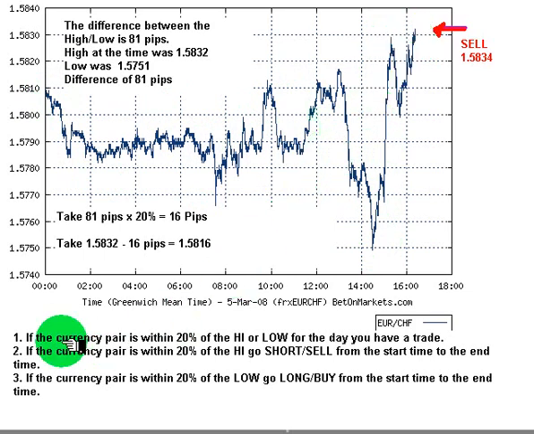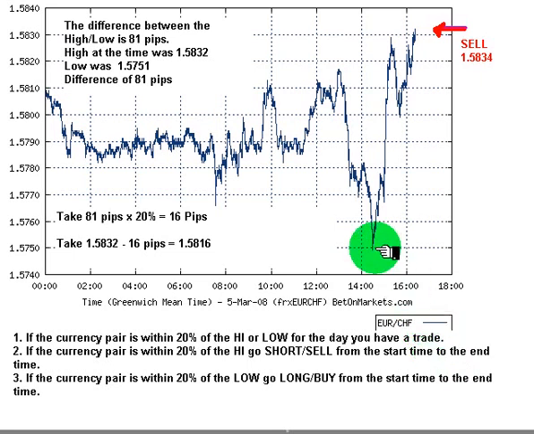Again, what we look for is if a currency pair is within 20% of the high or low for the day, you have a trade. And number two, if the currency pair is within 20% of the high, go short or sell from the start time, which is 16:30 GMT in this case, to the end time, which is 21:30 GMT for the Euro Swiss franc.